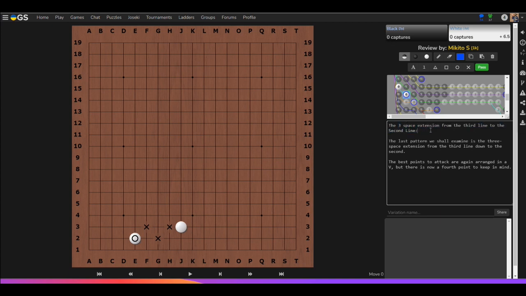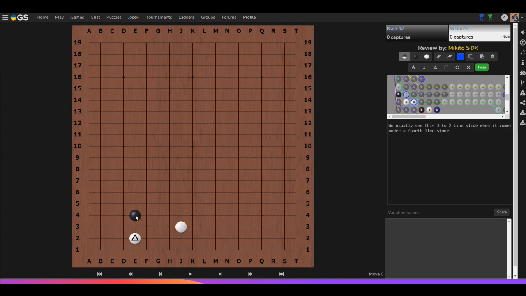The third space extension from the third line to the second line. So this is used a lot when we're sliding. So we'll see that. And yeah, let's take a look. The last pattern we examined is the 3 space extension from the third line down to the second line, right? The best points to attack are again arranged in this V shape. We've talked about this V shape in the last lecture at the beginning of chapter 8. And now there's a fourth point to keep in mind. So let's just get right into it.